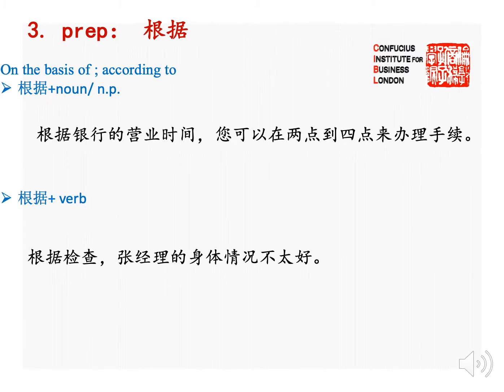Now we are talking about the preposition 根据。So it means on the basis of or according to. It can be used together with noun or noun phrase and the verb. For example, 根据银行的营业时间，您可以在2点到4点来办理手续。So according to the work time of the bank, you can come to deal with the procedure from 2 to 4.